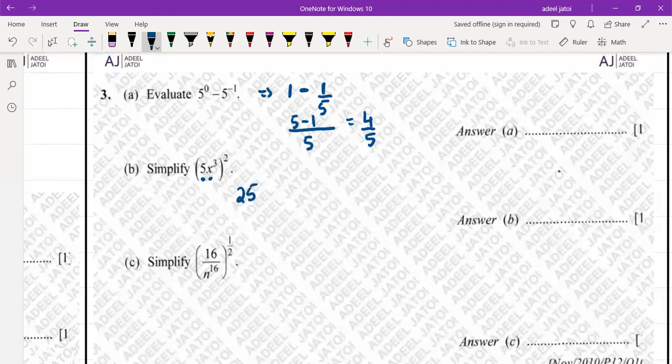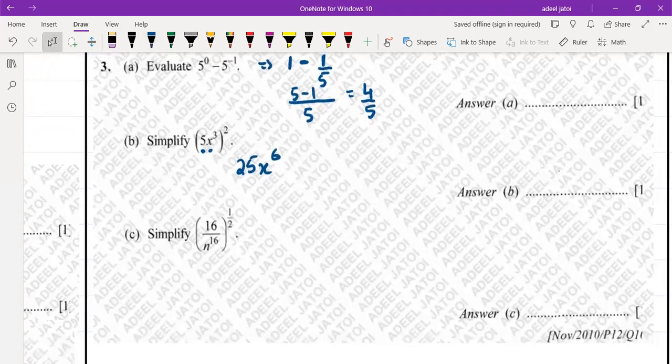5 squared is 25, but there is a power on the variable as well. So when the power is there on the variable, the power will be multiplied because the power is after the bracket. So this should be x to the power 6. So the answer for (5x cubed) to the power 2 is 25x to the power 6.